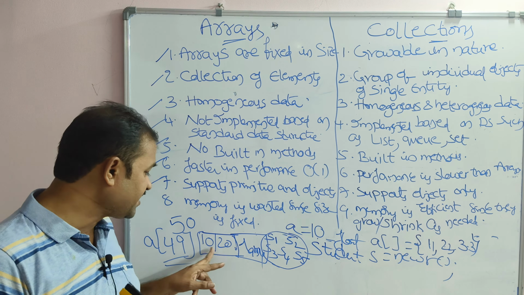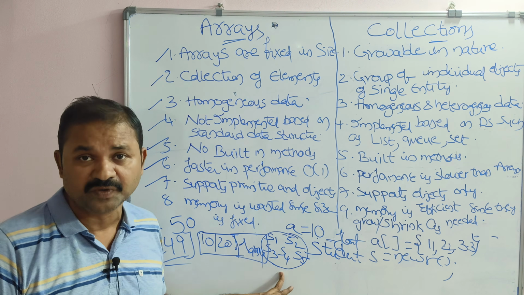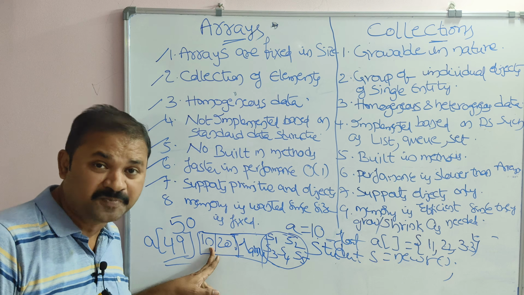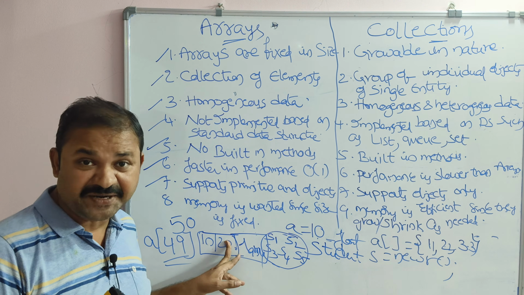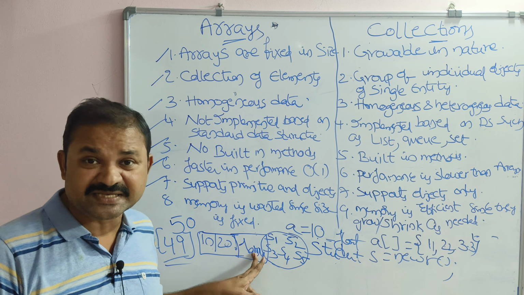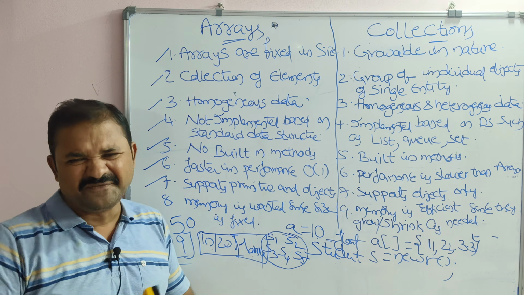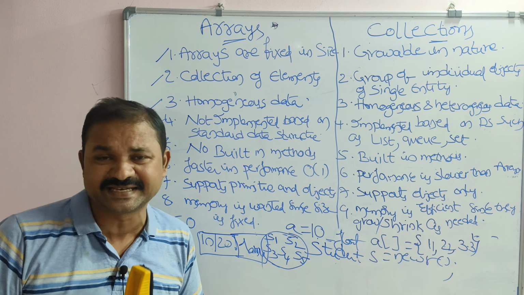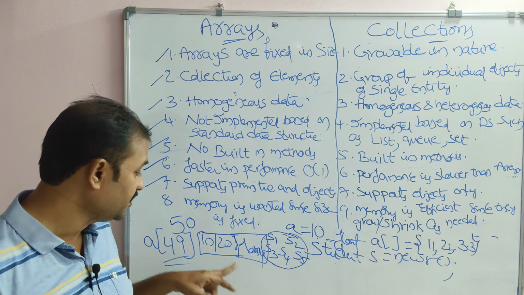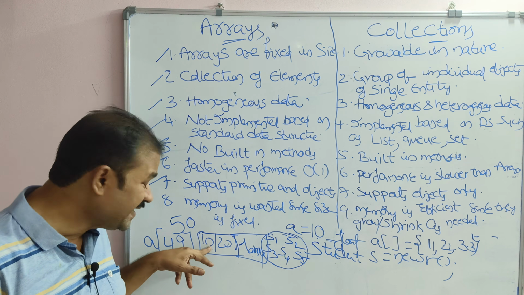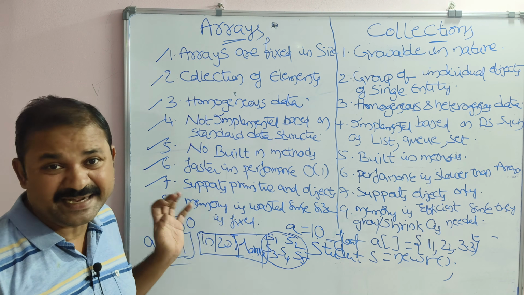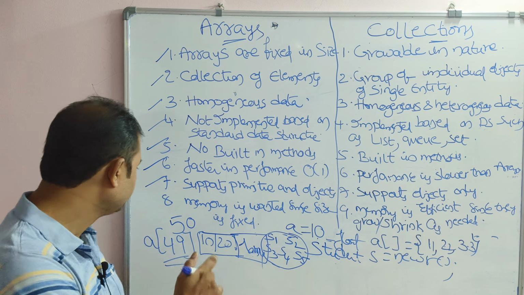Let a collection contain 10, 20, Ramu. Here 10 is nothing but an object, 20 is nothing but an object, and Ramu is nothing but an object. So everything in collection is treated as an object. This is not an integer value. We have to treat this as an object.